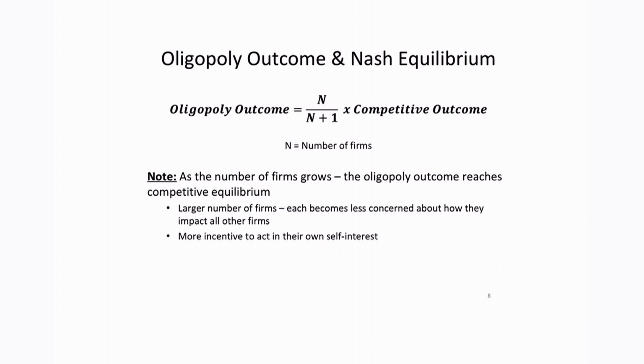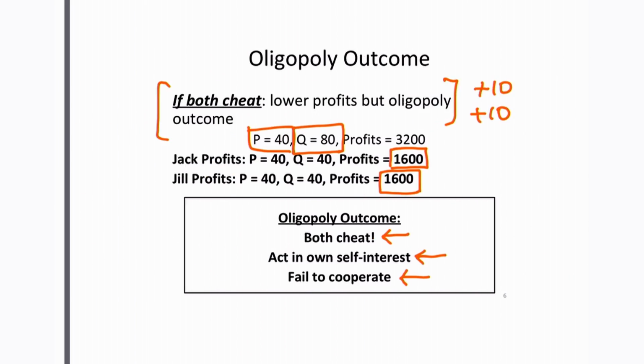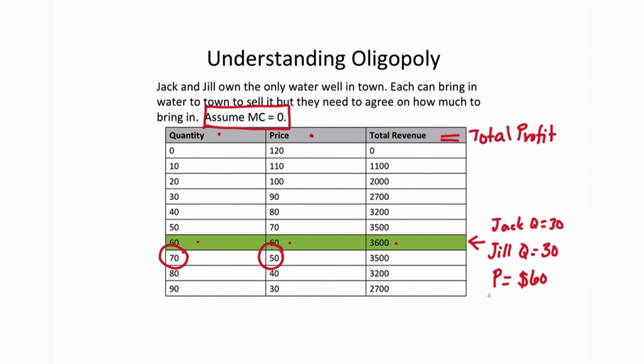The oligopoly outcome is going to tell us that it can be calculated as n divided by n plus 1, where n is the total number of firms in the market, multiplied by the competitive outcome. Now, the competitive outcome, if we look back on the table, is going to be at the point where our marginal revenue is equal to our marginal cost. And that's going to be a point where we're producing 90 units at a price of 30.